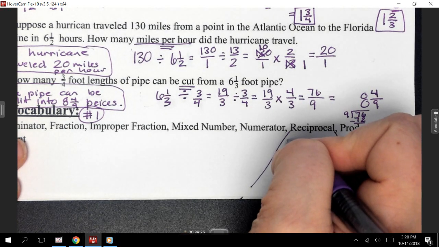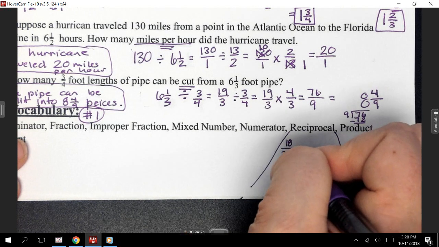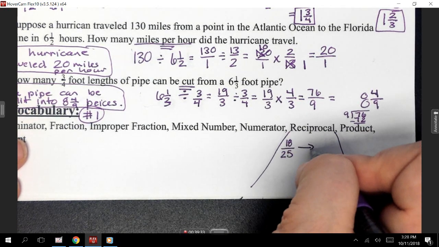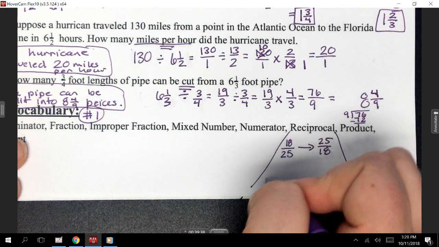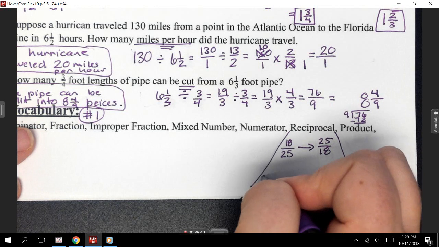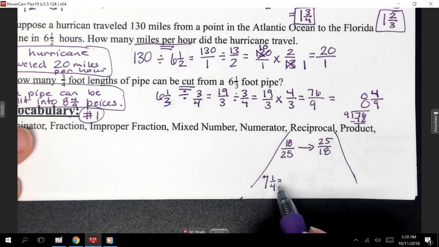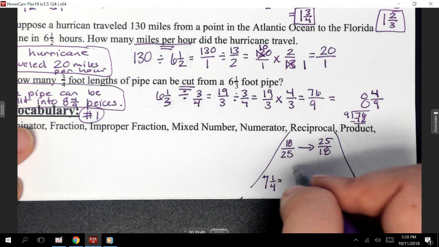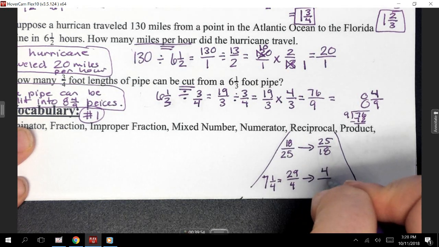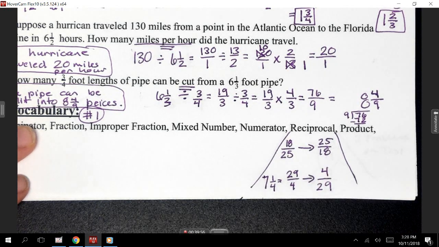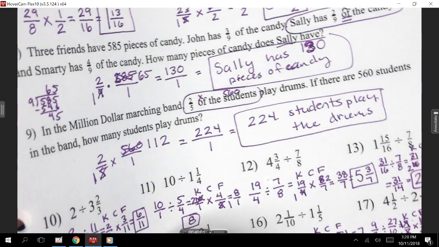So, for example, if I had 18 over 25, my reciprocal would be 25 over 18. If I have 7 1/4, to find that reciprocal, we have to first make it improper. So 4 times 7 is 28, plus 1 is 29 over 4. When I flip that, it becomes 4 over 29.